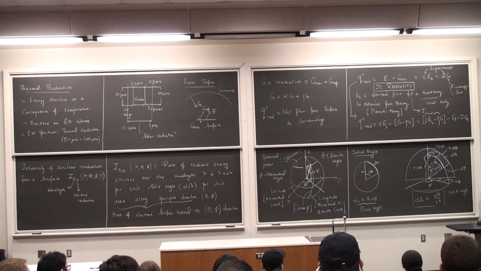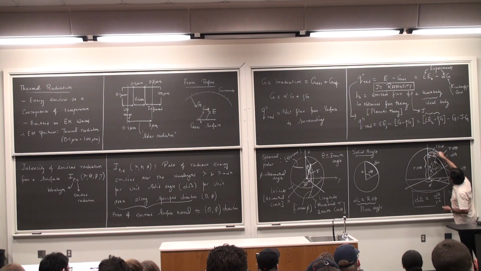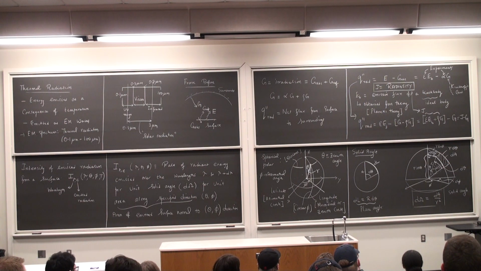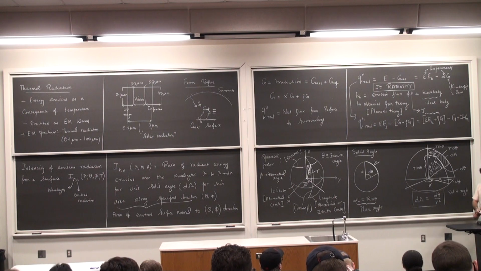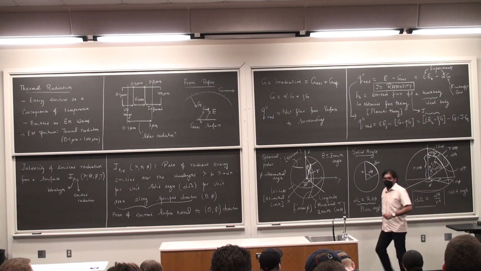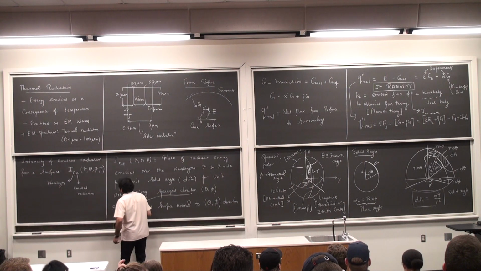If this angle is d phi, this angle there is also d phi. Does this make sense to everybody? And if you want, I can redraw the figure again, just to mark only the angles. I think it might be a reasonable idea.